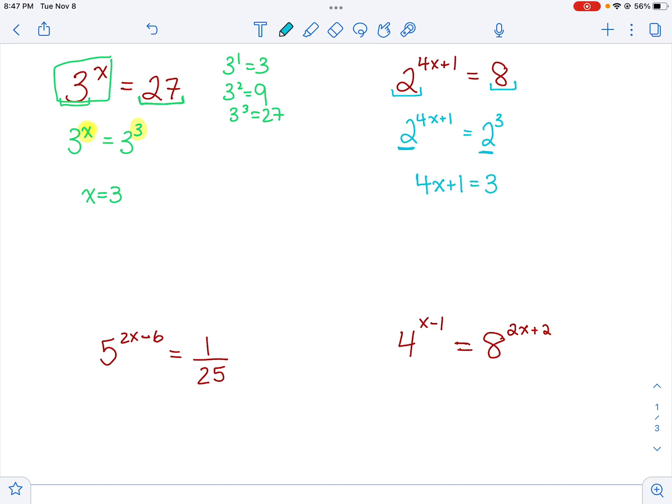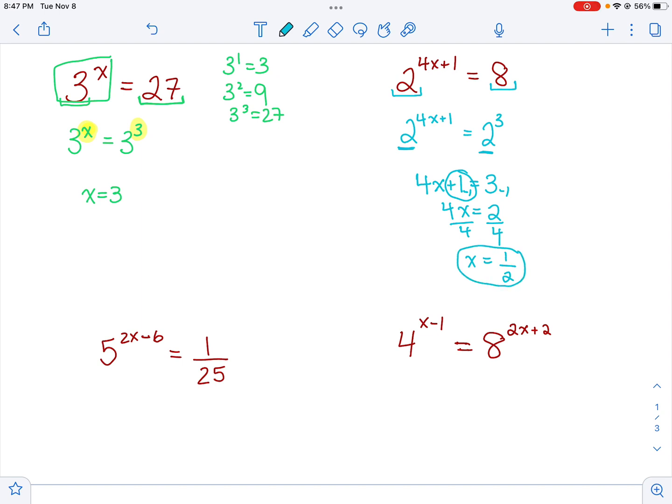And now I can just solve for x. So I'm going to subtract 1 from each side. So 4x equals 2 because I just subtracted 1 to get rid of these guys. And now I want to get rid of my 4, so I'm going to divide both sides by 4. So I'll get x is equal to 2 over 4, or I'll say 1/2.